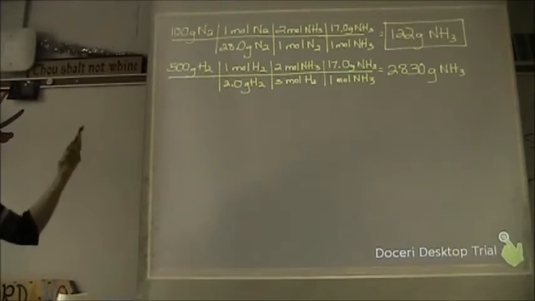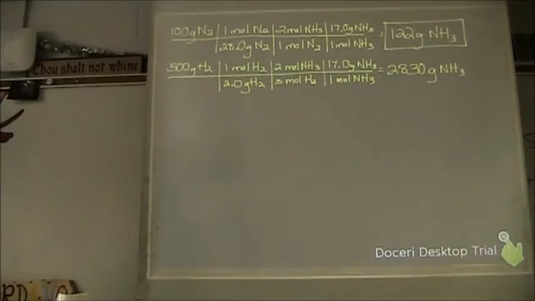Okay. Let's come back here. If I started with 500, and I know there will be some left over, what I really need to find here is how much hydrogen was consumed. I want you to throw out some ideas. There's more than one way to do this. How could I solve for how much hydrogen was consumed?